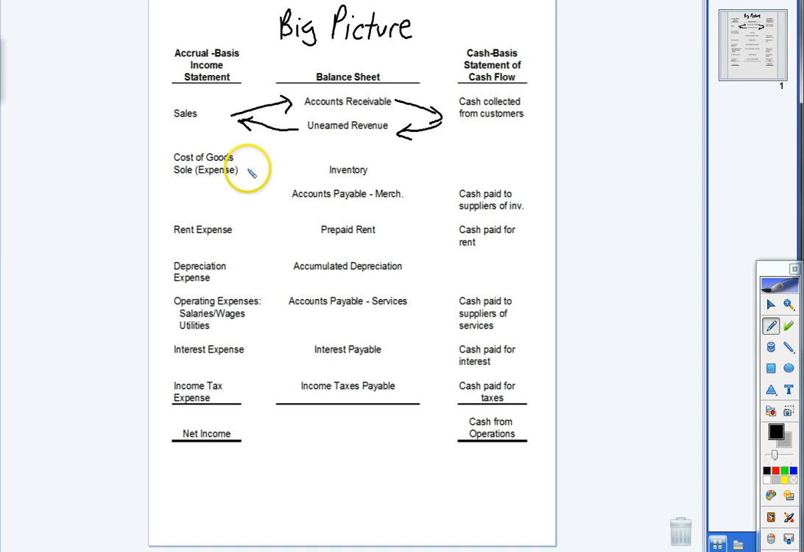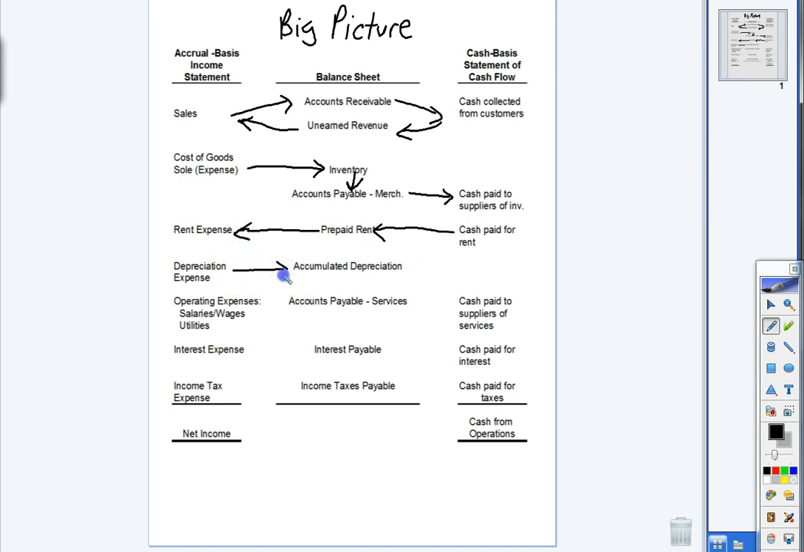We've also learned that when we have cost of goods sold, that comes out of the inventory account. And then the other transaction that impacts inventory is purchases of inventory. When we buy inventory, that increases our accounts payable merchandise, and then later we will pay the cash. We will make cash payments to the suppliers of the goods. Rent expense: cash is usually paid for rent in advance, and then later we incur the rent expense when we use it.